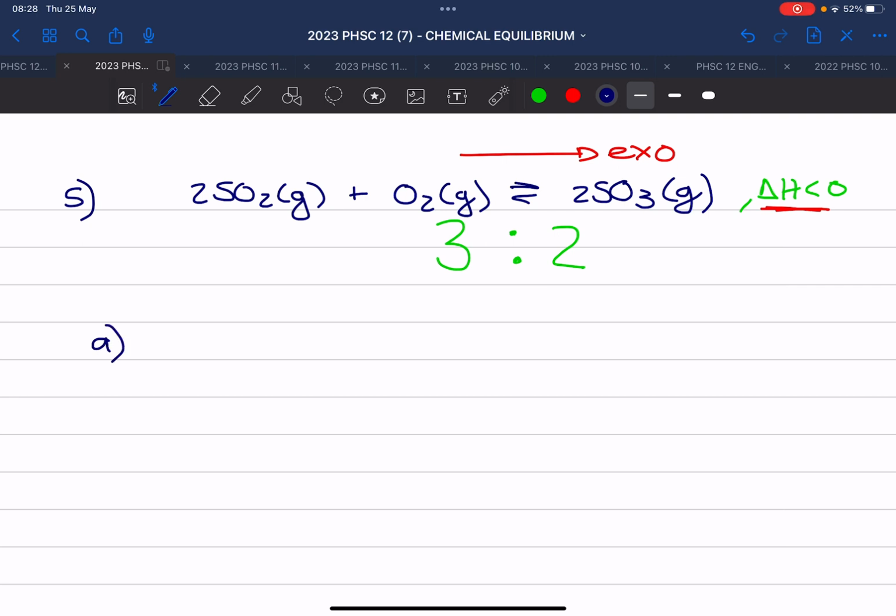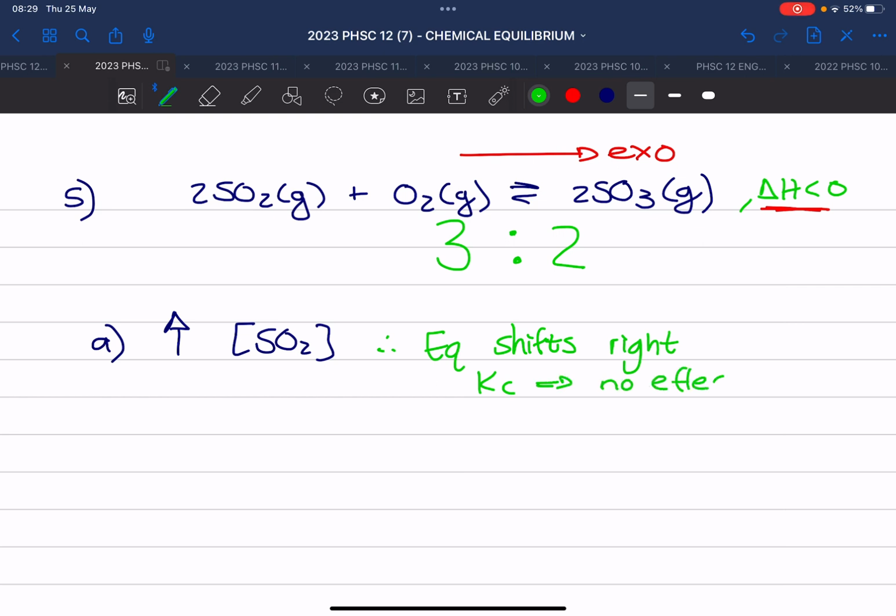Okay, let's look at question 5a. They ask, what effect will there be on the equilibrium position if we increase the concentration of sulfur dioxide. Okay, so we're at equilibrium, and now we're adding the concentration of sulfur dioxide. It will shift to the right. So we're going to say that means equilibrium shifts to the right. What will happen to the Kc value? No effect. It will not change. What is the only thing that can change the Kc value?